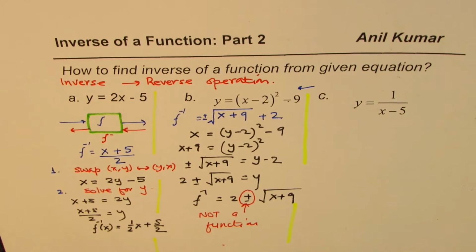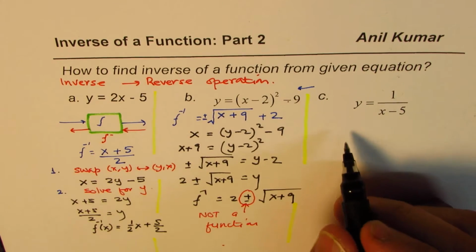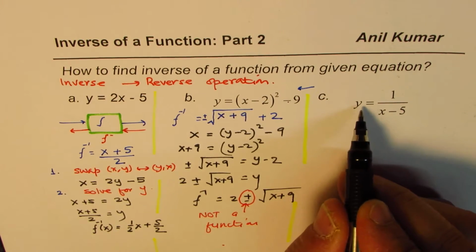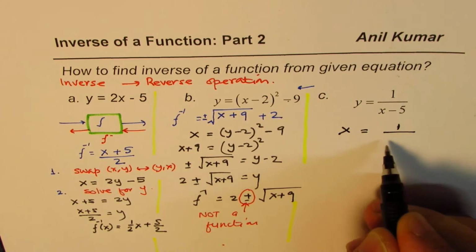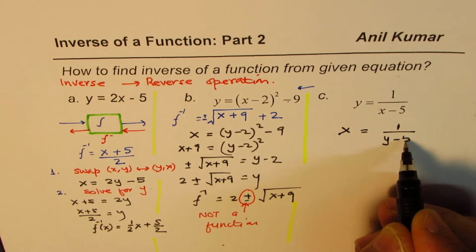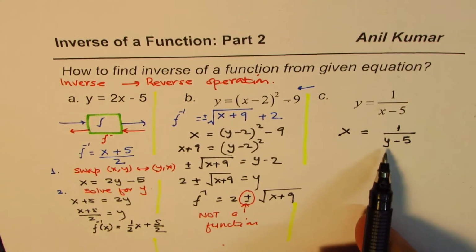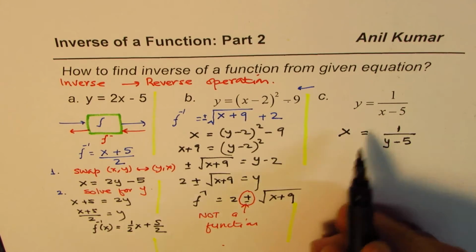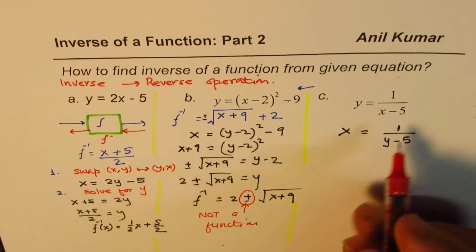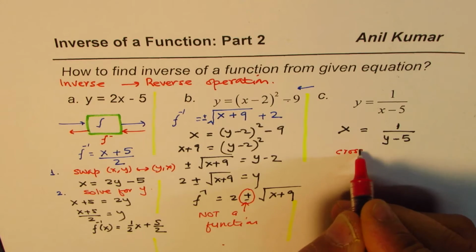So let's perform these steps. They are very, very good steps. Perfect. So swap x and y. So we get x equals 1 over y minus 5. Now you have to solve for y. It is tricky. But the simple way is cross multiply. So what I do here at this stage is cross multiply.